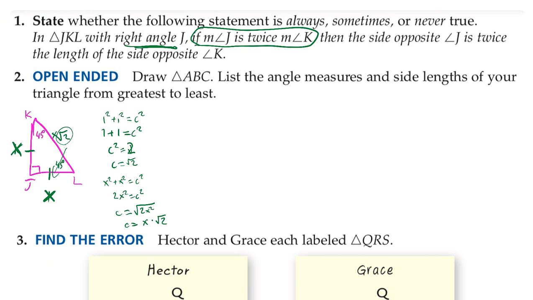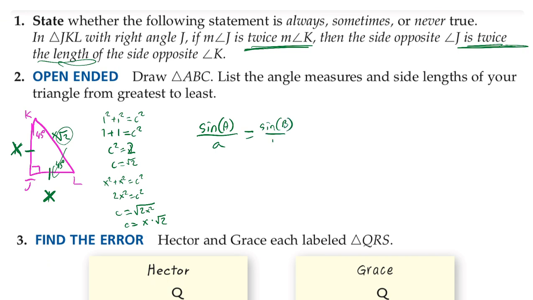The big nugget there, so the answer here is never, but the big nugget here is that twice the angle doesn't mean twice the length. It's not a direct proportion. It's a relationship that we'll get later. It's actually the sine of the angle is to the side as the sine of another angle is to the side. It's not a direct A is to A as B is to B, whereas if I multiply this by 2, I multiply this by 2. It's not a direct proportion, okay? That's the bigger idea there, but the answer would be never.